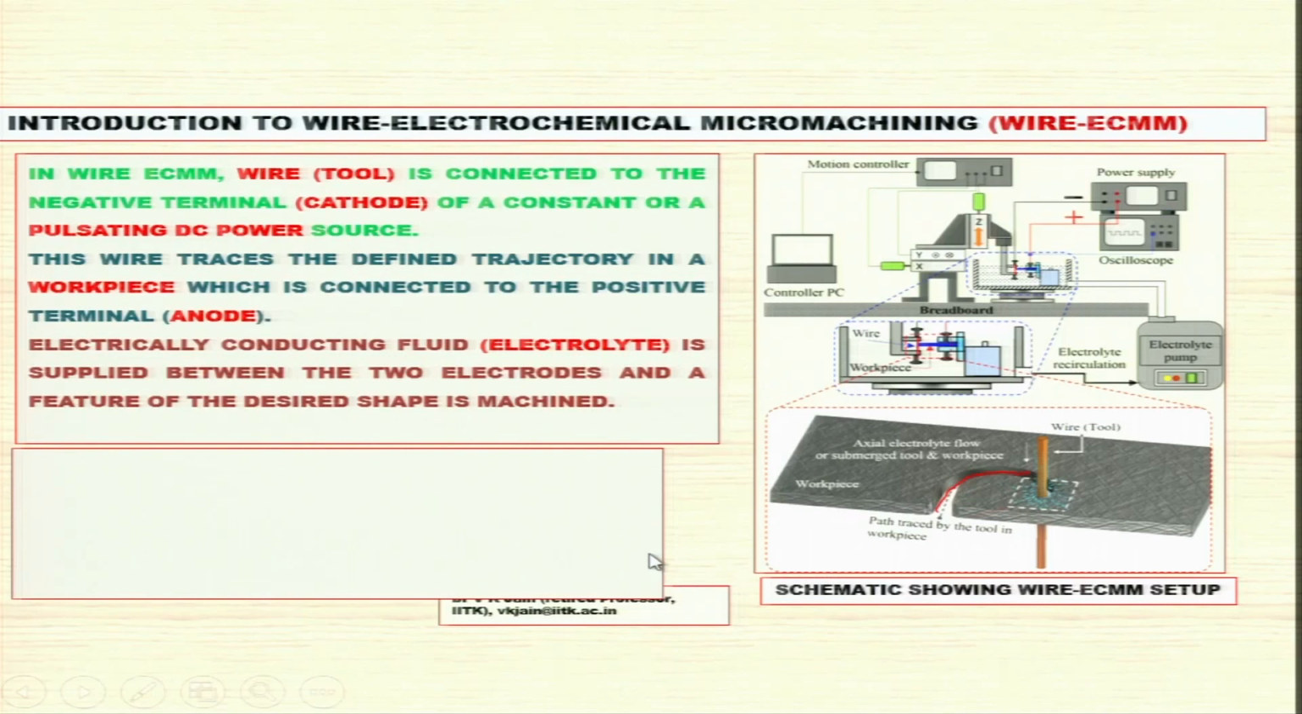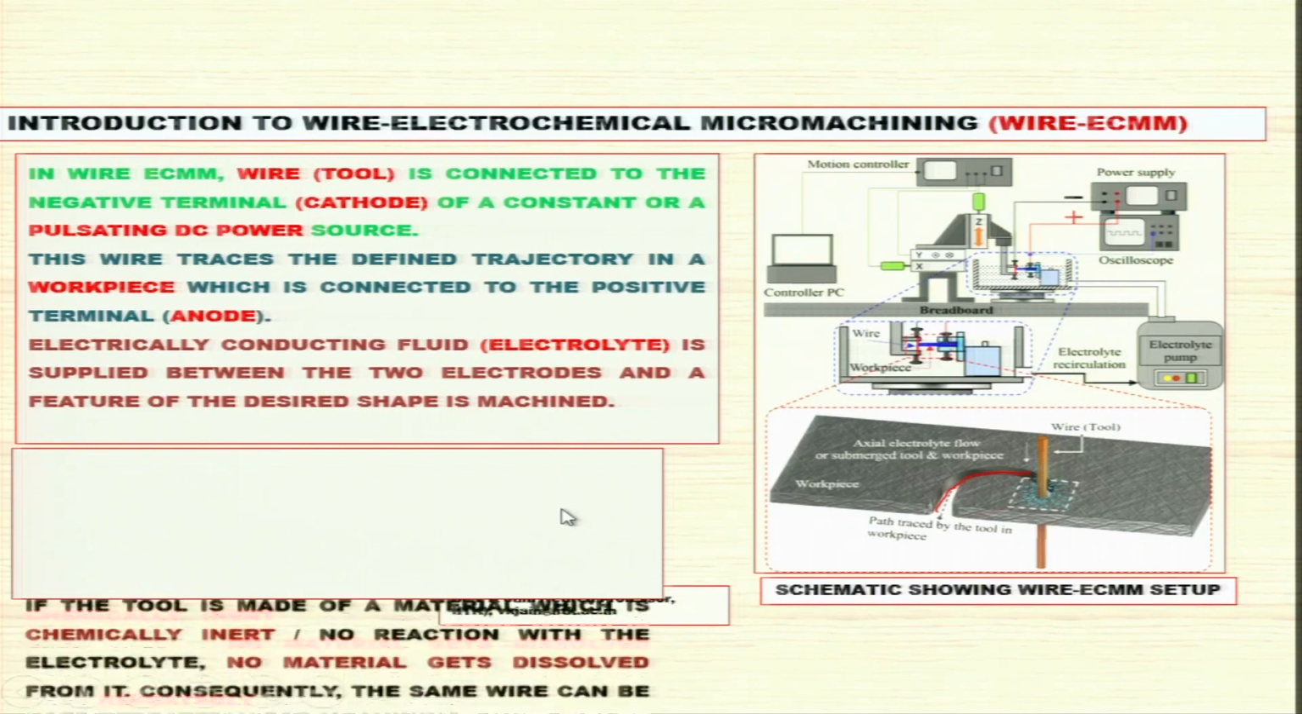Electrically conducting fluid, that is known as electrolyte, is supplied between the two electrodes, that is anode and cathode, and a feature of the desired shape is machined. This is the feature of the desired shape being machined.